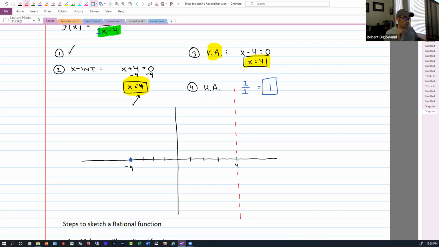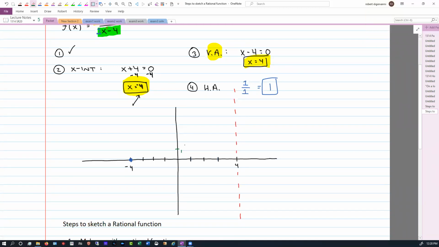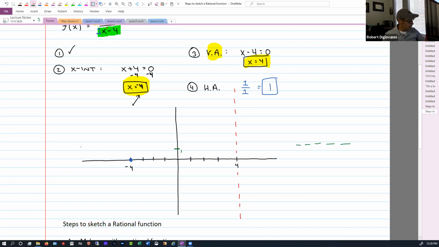Horizontal asymptote of 1. So horizontal, right, is this way. So if I go to the y-axis and I go 1, if I draw across here. So watch how I do this. This is super critical that you do this. I'm going to go like, here's 1. I'm going to go to the side here and draw my dotted line out here. And then the left, I'm going to go out to the side here and draw it over here.